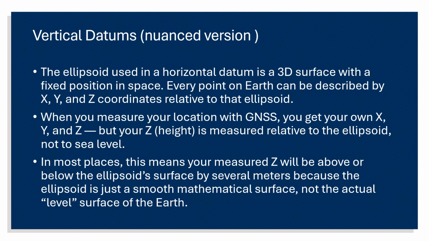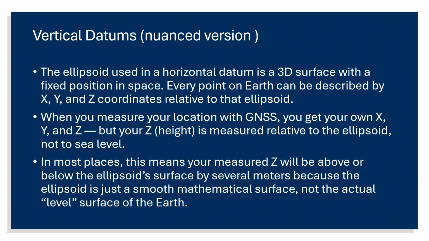All right, so we use this in horizontal datums, in 3D surfaces, fixed positions. Every point on Earth can be described by X, Y, and Z's relative to that ellipsoid. When you measure your location with a sat nav of some sort, you get your own X, Y, and Z, but the Z is measured relative to the ellipsoid, not to the sea level, so it's not necessarily the elevation that you want. And that's why an actual digital elevation model is a little bit more complicated.